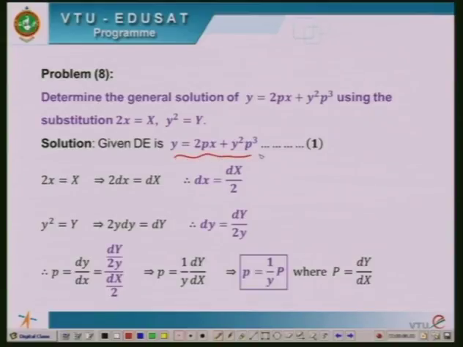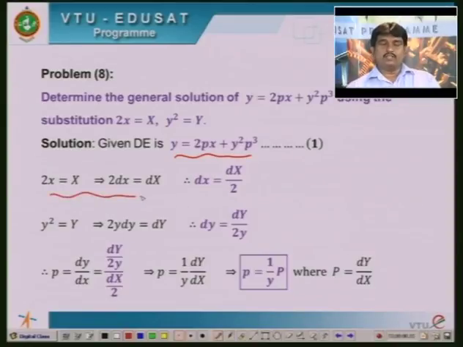Given differential equation: y equals 2px plus y square p cube. Of course, it is not in Clairaut's form. If you want, you can convert this in terms of x and solve. You can attempt it because there is only one term containing x. You can try solving this using the solving for x technique. Otherwise, the substitution is given. Convert this into Clairaut's form.